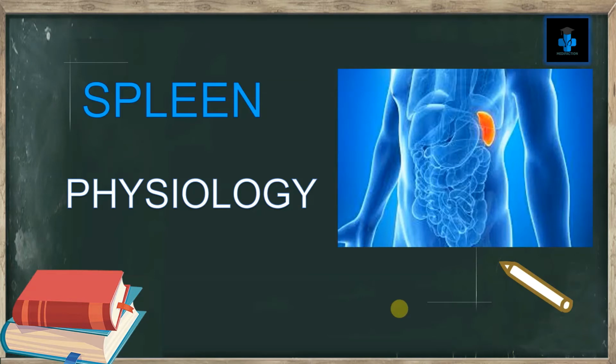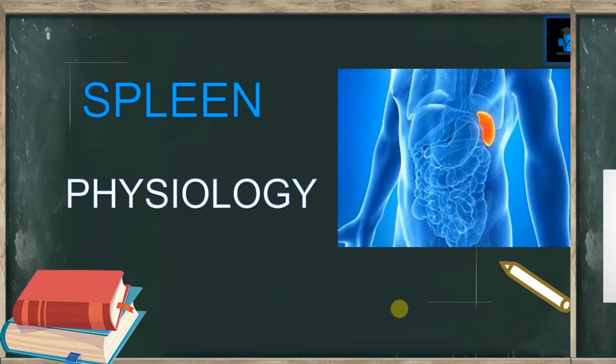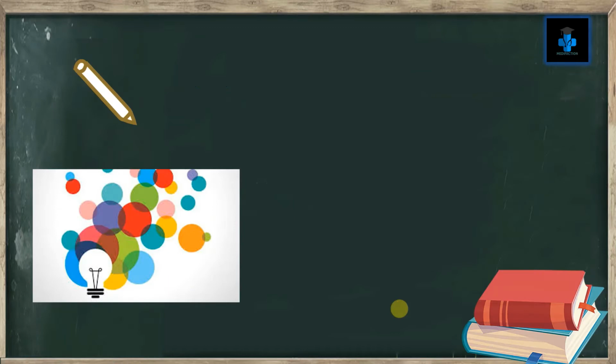So let's learn about the physiology of spleen today. The spleen is an organ found in virtually all vertebrates, similar in structure to a large lymph node, and it acts primarily as a blood filter. So to learn more about it, let's go deeper.